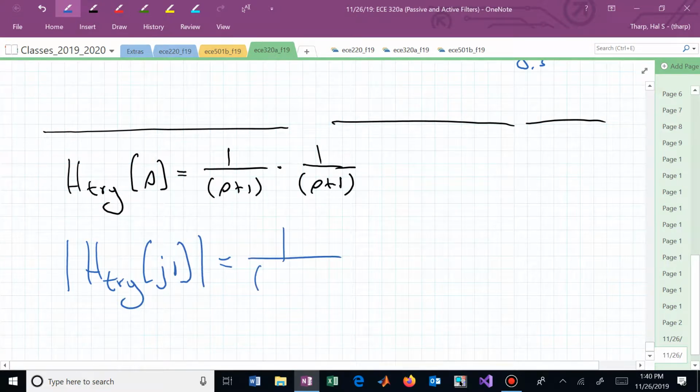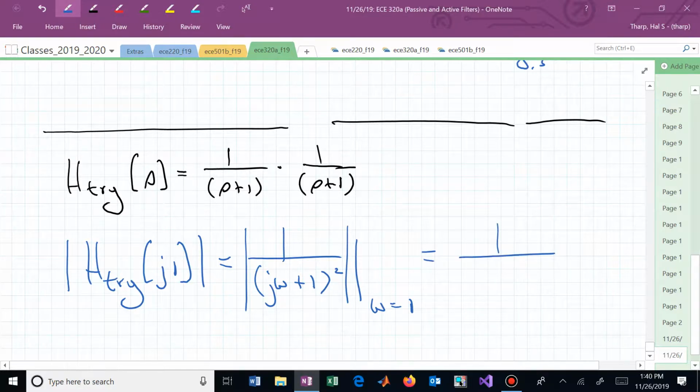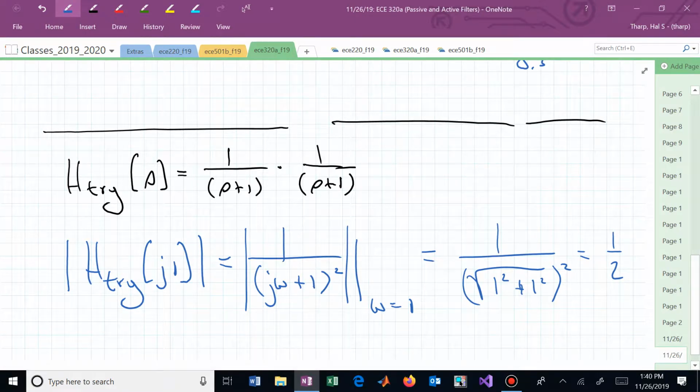Now I have this. And I should have said that's the magnitude. I now have 1 over the square root squared of 1 squared plus 1 squared. Now I'm at 1/2, not 1 over the square root of 2. Instead of at 0.707, I'm at 0.5.